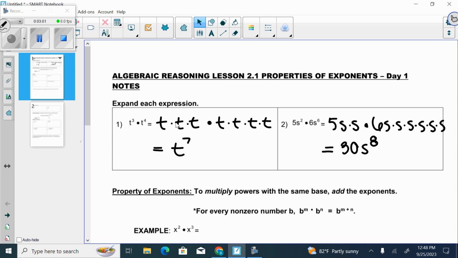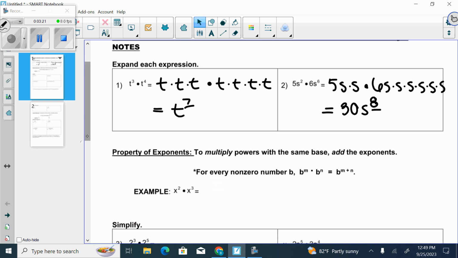All right, so what did we do to come up with this 8 here and this 7 here? We counted all the letters, added them, right? So that should lead us to our first rule of exponents. It says here, properties for exponents. To multiply powers with the same base, which is what we had here, right? The base was t both times. We just added the exponents. 3 here, 4 here, for a total of 7. That way we don't have to write it all out every time. We now know the rule is just add your exponents.